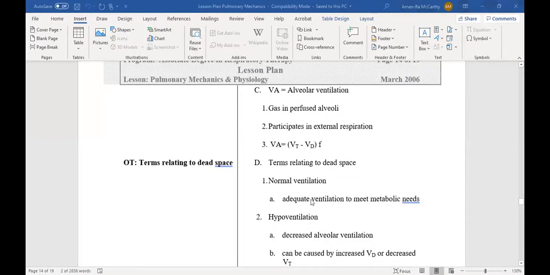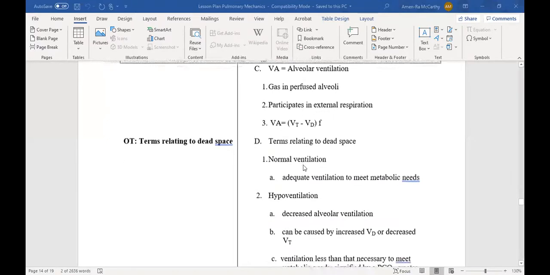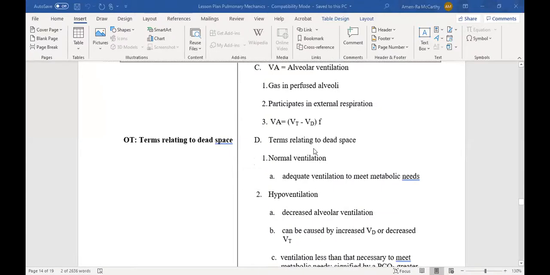As far as this gas exchange, it's gone. Alveolar ventilation, we just did that one. Terms relating to dead space. Normal ventilation, which is eupnea, is adequate ventilation to meet metabolic needs. Somebody who has a normal ventilation has adequate ventilation to meet metabolic needs. And we found out the normal minute ventilation would be 6 to 10. As long as they're in that range, there's adequate ventilation to meet metabolic needs. That's a normal ventilation.